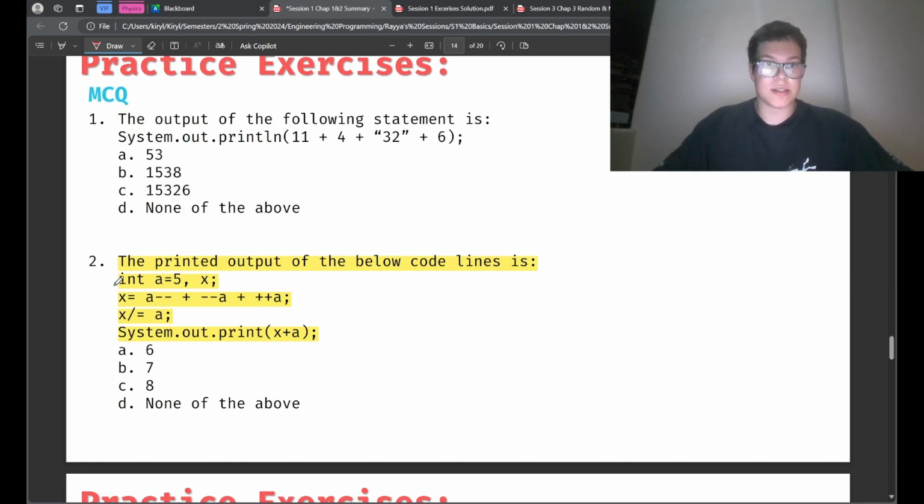So the first thing is, the printed output of the below code lines. Here we've declared and initialized a equal 5, and we have x declared. Then we have x equal a minus minus plus minus minus a plus plus plus a, and then x. So this is divided equal. I can write this as x equal x divided by a. So there you go.